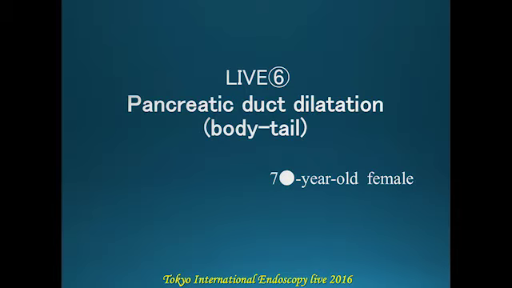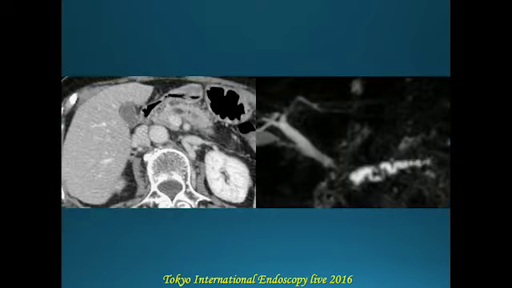The last case is a 70-year-old female with pancreatic duct dilatation. The patient's first presentation was abdominal pain and elevated pancreatic enzymes. CT scan and MRCP showed main pancreatic duct dilatation from the pancreatic body to tail. The patient was scheduled for further workup by EUS and FNA for possible pancreatic head tumor. Operator is Dr. Stefan Seewald.